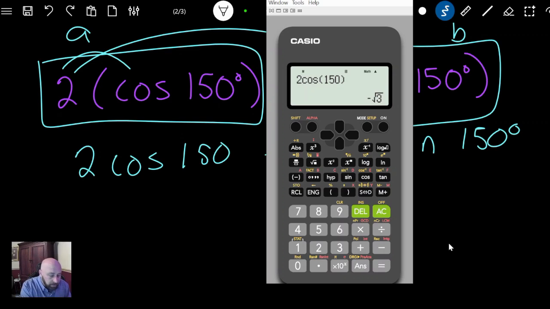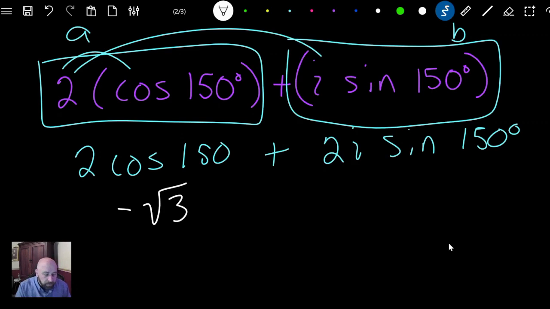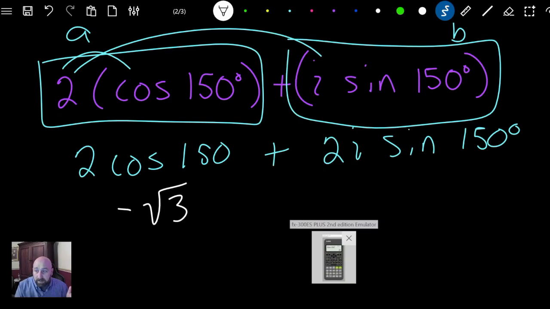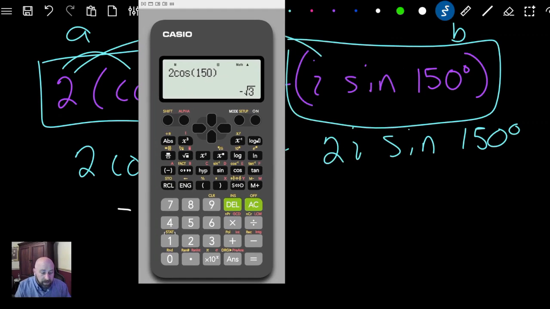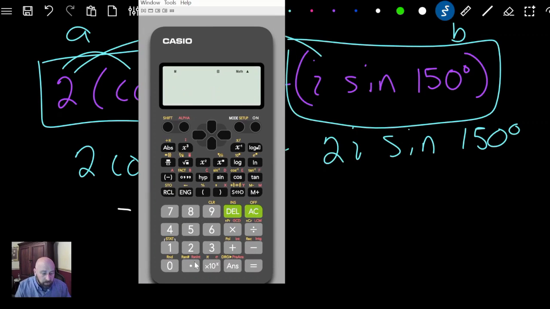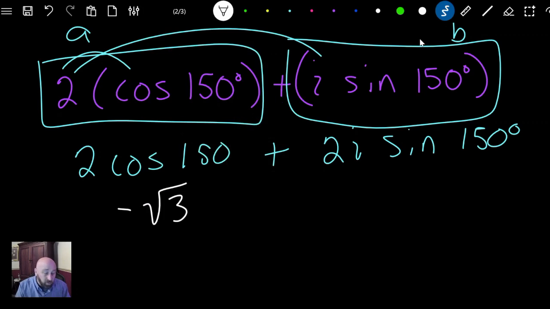Okay, so negative square root of 3, and that's going to be your answer for your a. And then we would go back and find the answer for your b, and we'll clear that out, and we'll do 2, and the i's, we're just going to leave that alone because we know that we're working on the y-axis right now. And so we'll do 2 sine of 150 equals, and that gives us 1. So the answer would be 1i, or just i. That's all you need. Okay.